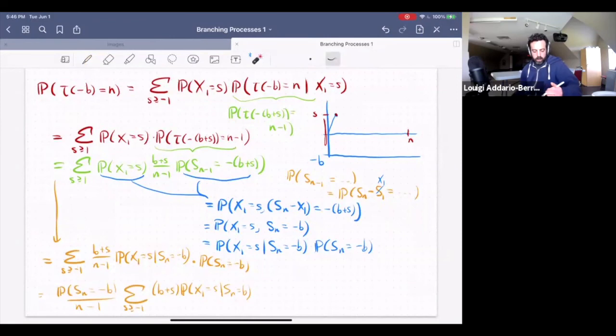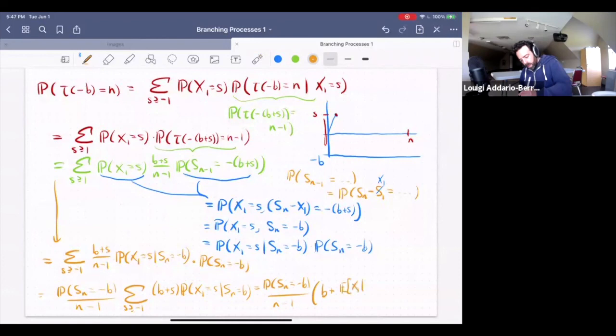Okay, and now the b term here, these probabilities sum to 1, so the b term just kicks out a b. And then the s term is the expected value of X_1 given that S_n is minus b. So this whole thing is the probability S_n is minus b over n minus 1, times b plus the expected value of X_1 given that S_n is minus b. But now this we said was precisely minus b over n. So this term here is b times (n minus 1) over n, and that gives us b over n overall. So this is just b over n times the probability that S_n is minus b.